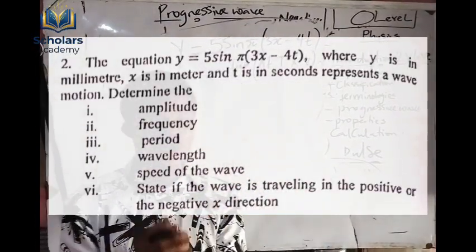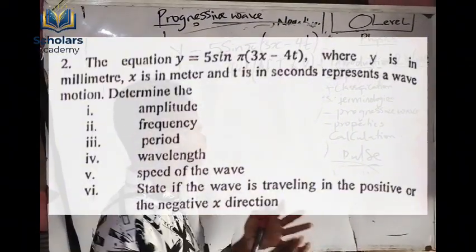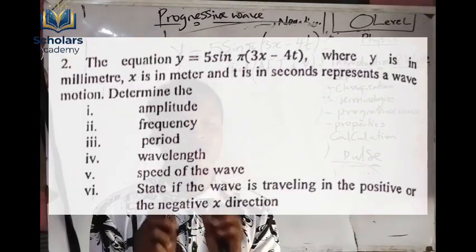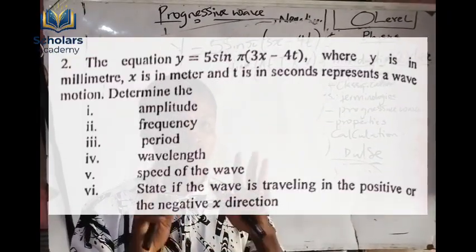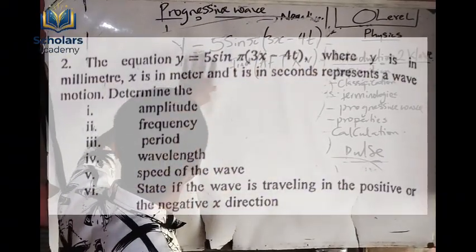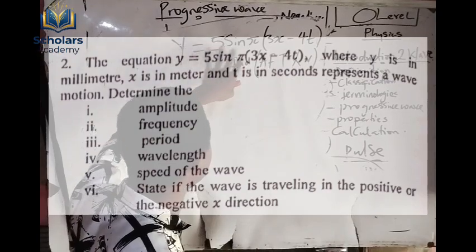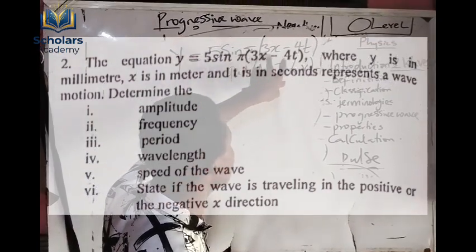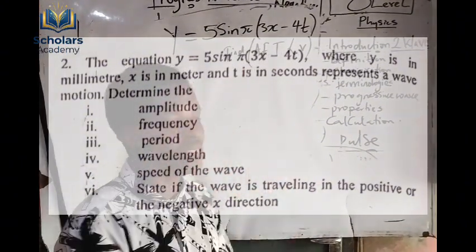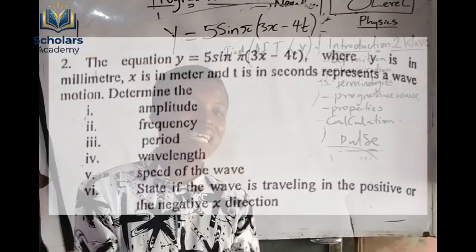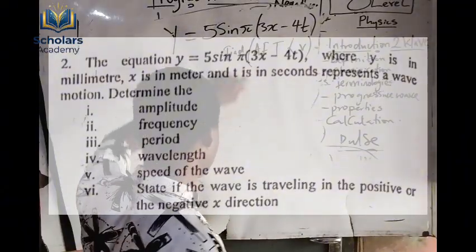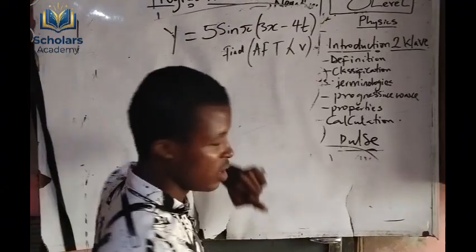So we'll actually be solving that question. In that question, you were told to look for the amplitude, the frequency, the period, the wavelength, and the velocity. So we'll be taking it one by one. The equation there is y equals 5 sine pi, then 3x minus 4t. They also ask us to tell them if the wave is traveling towards the negative axis or the positive axis. First, let's understand which equation I'm going to use.